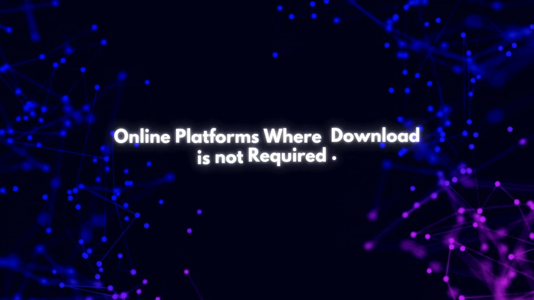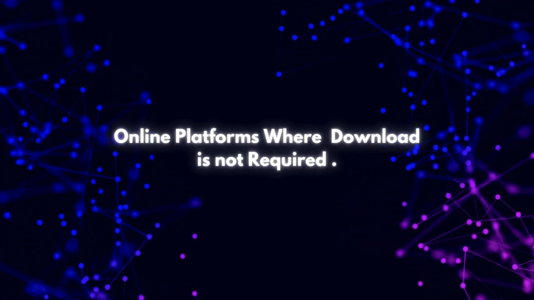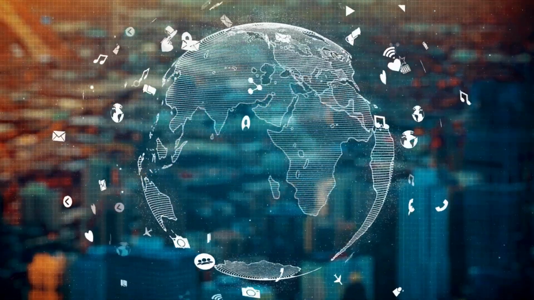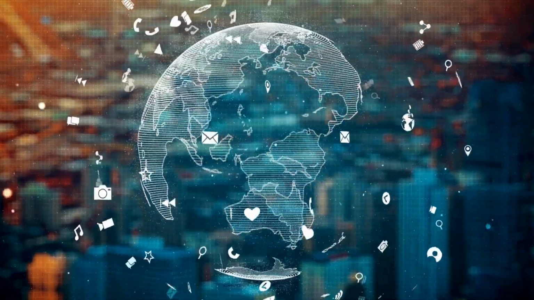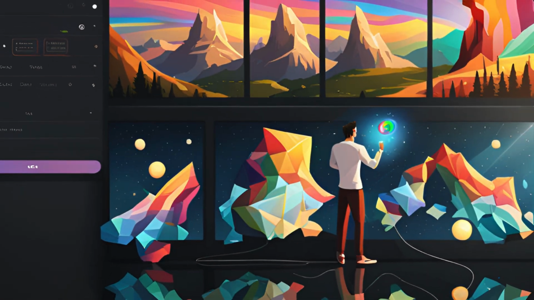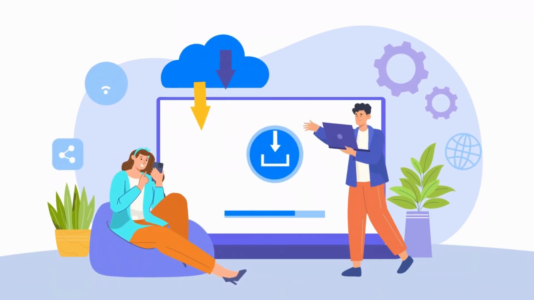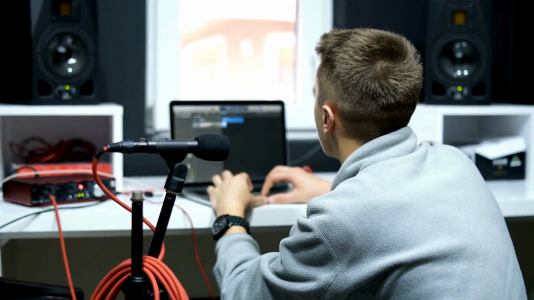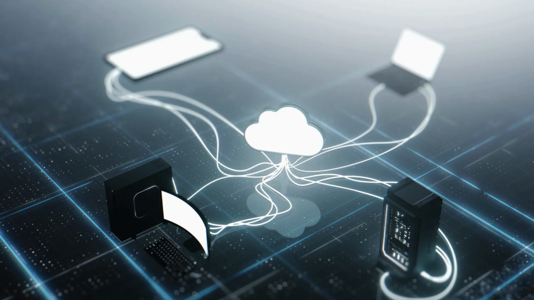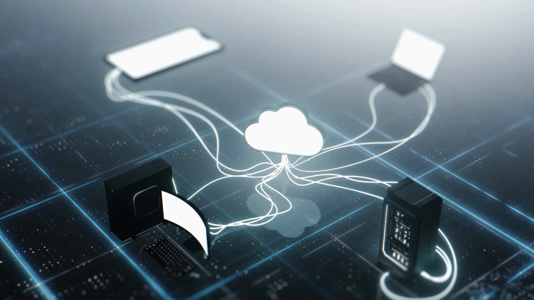Online platforms, where download is not required. For those who prefer not to download and set up models locally, there are several online platforms that allow you to use Stable Diffusion models without the need for installation. Dream Studio by Stability AI offers a cloud-based solution where users can generate images by simply creating an account and entering their text prompts. The interface is straightforward, and the entire process takes place in the cloud, eliminating the need for local hardware.